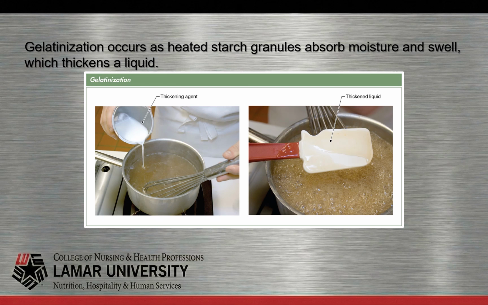Gelatinization occurs when heated starch granules absorb moisture and swell, which thickens liquids and adds structure to baked products. When starch granules undergo gelatinization, their hydrogen bonds break, which allows water to enter the starch granules and causes them to swell. Starch granules can swell up to 30 times their original size, which makes starch an effective thickening agent. Flours, cornstarch, arrowroot, and tapioca are starches commonly used as thickeners.